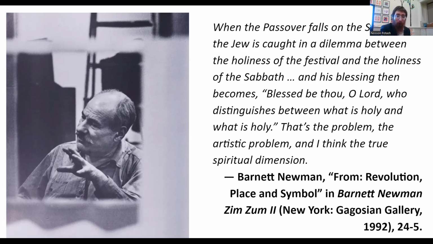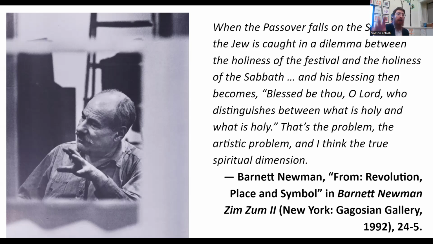That's the problem, the artistic problem, and I think the true spiritual dimension. So we see his question is the same question that the Alter Rebbe was asking. He's inhabiting a perspective from which everything is holy. And his question is, how do you distinguish between the holy and the holy? And what he's doing over here actually demonstrates his knowledge of Judaism, right? He grew up, let's fill in some biographical details over here. Barnett Newman was born in New York City in 1905 to Jewish parents who had immigrated from Poland, from Łódź, if I remember correctly.